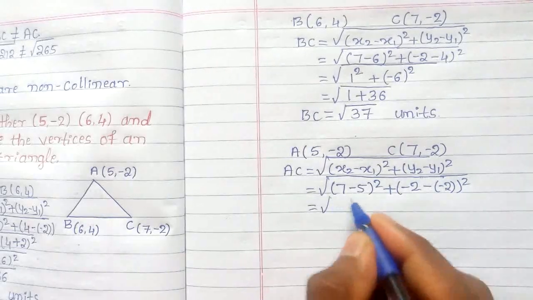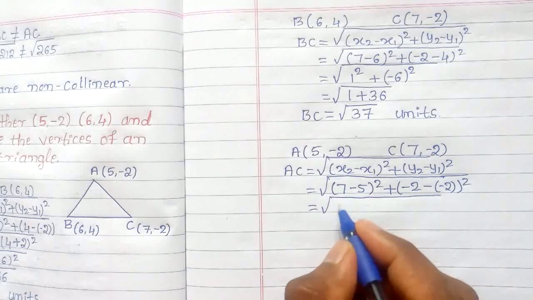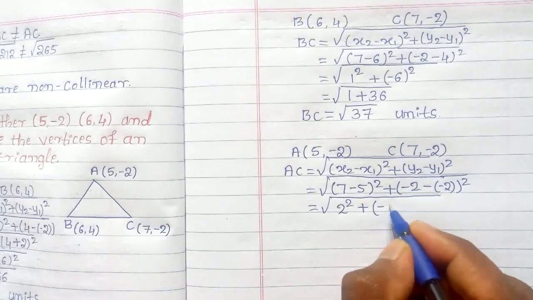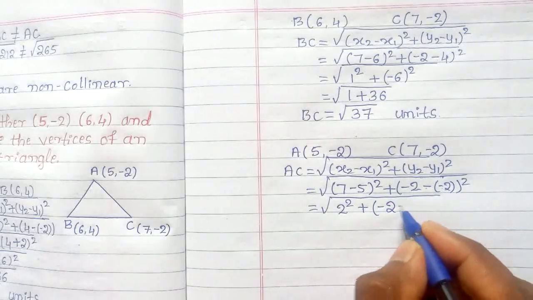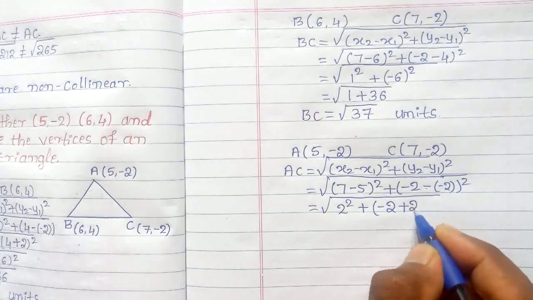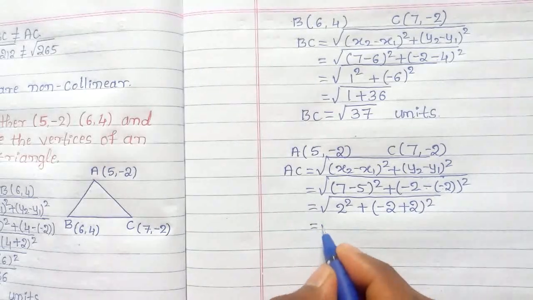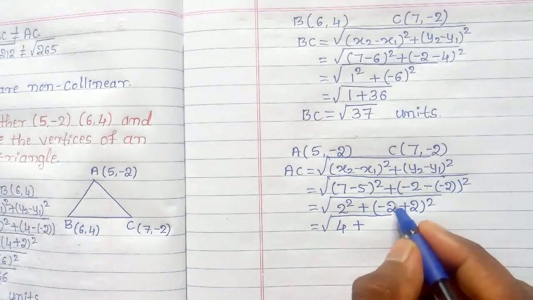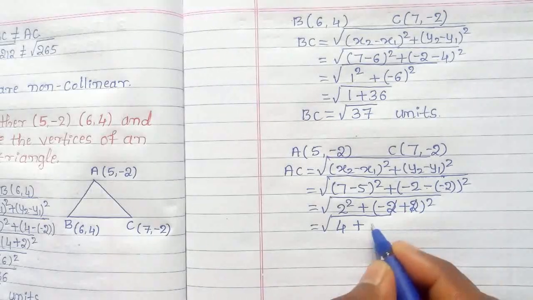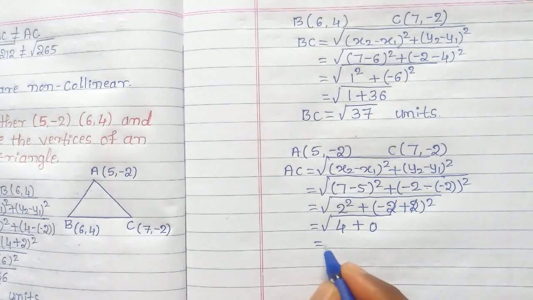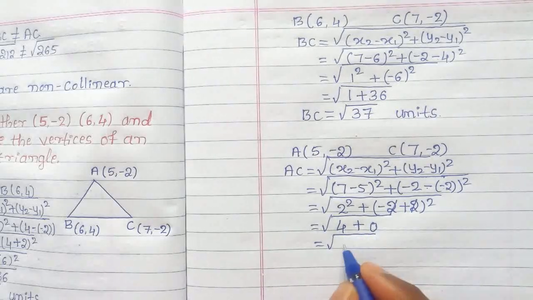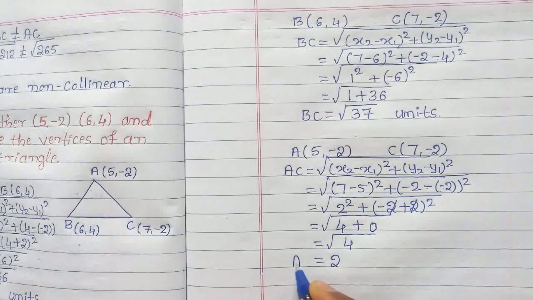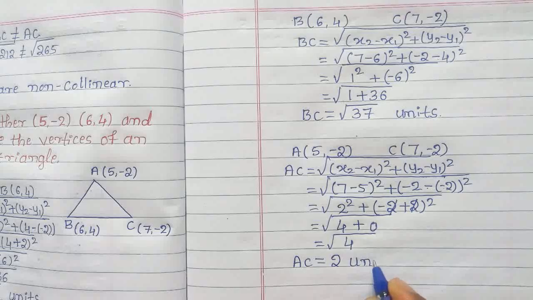Then square root of 7 minus 5 is 2 square plus, in bracket minus 2, minus into minus it becomes plus 2 whole square. Then square root of 2 square is 4 plus minus 2 plus 2 it becomes 0. Then square root of 4 plus 0 is 4. Then square root of 4 is 2. Therefore the length of AC is equal to 2 units.